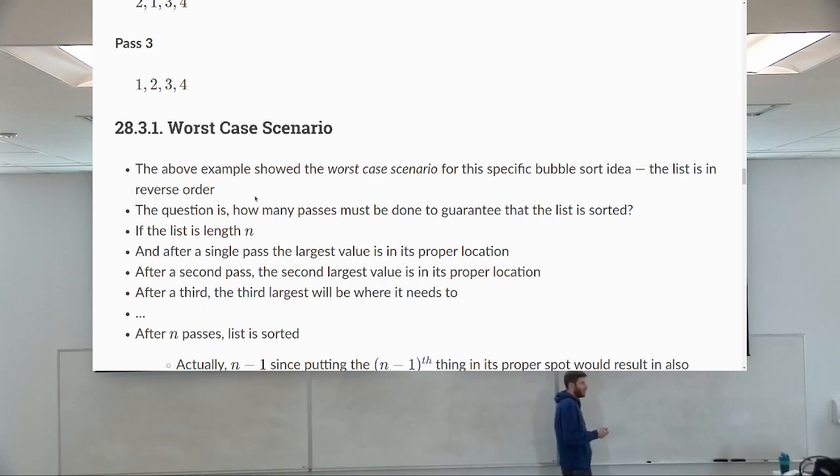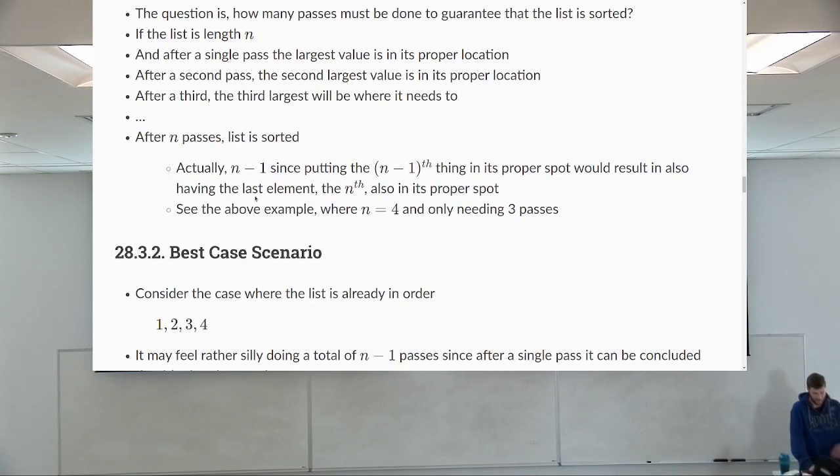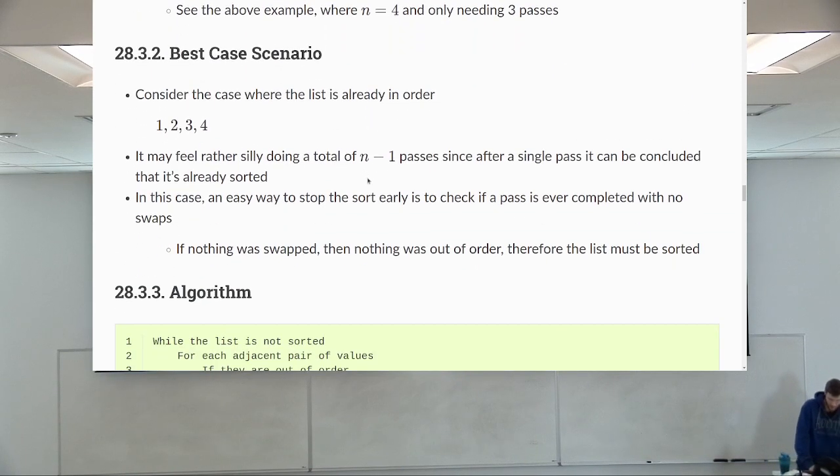So, after n passes, it's guaranteed to be sorted. Yeah, okay, that's just me saying n minus 1. The best case scenario is, well, I give you a collection of the things already sorted, right?